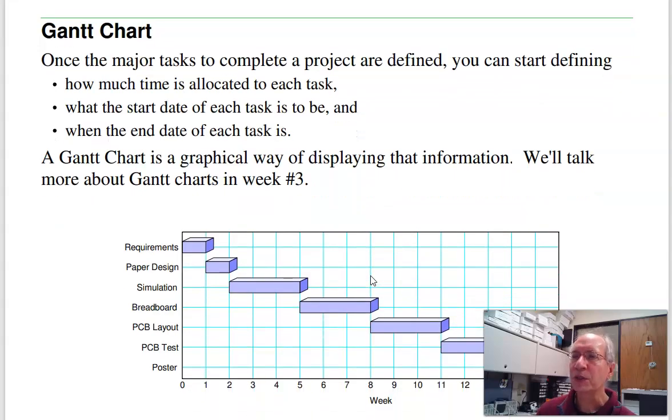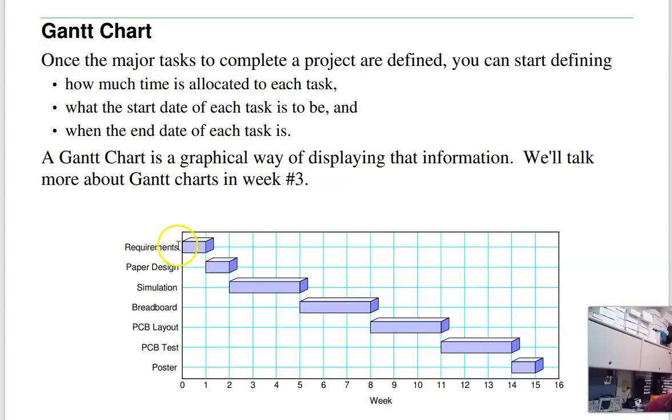A Gantt chart is also useful in project management. The Gantt chart is really your timeline. If you have a project, it has a start date, an end date, and a list of tasks. The Gantt chart defines what tasks are going to get done in what order, and when you're going to allocate time for those tasks. So for example, in Design 1, I've got the requirements, your paper design, you're going to simulate your design, breadboard it, do a PCB layout, build the PCB and test it, and then wrap it up with a poster. All that has to fit within 16 weeks. The Gantt chart defines how to go from the start date to the end date within 16 weeks, and how much time you have to allocate to each one.